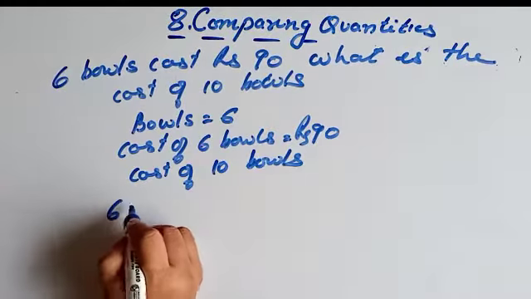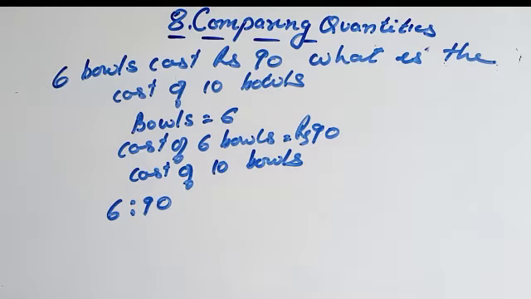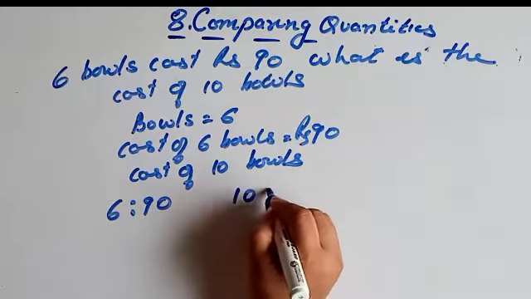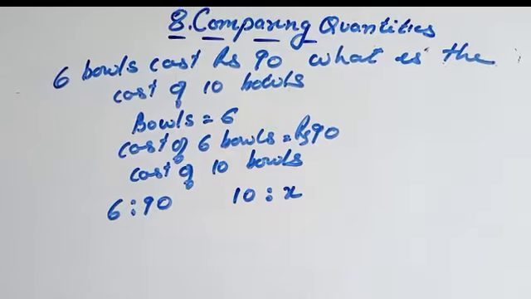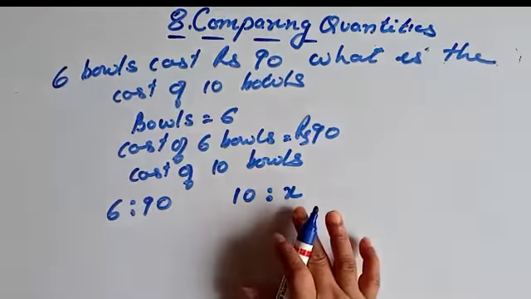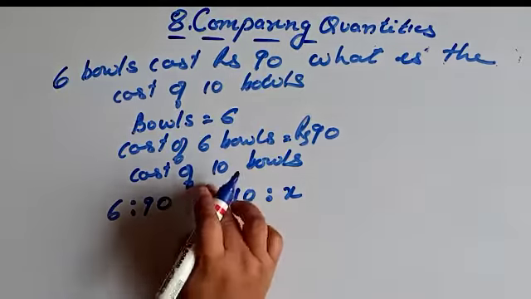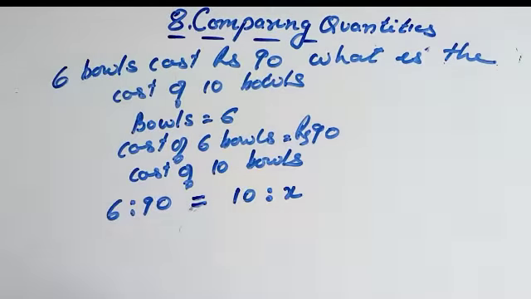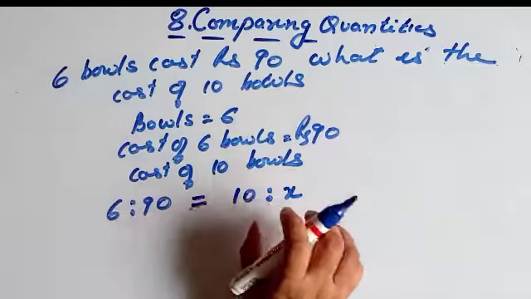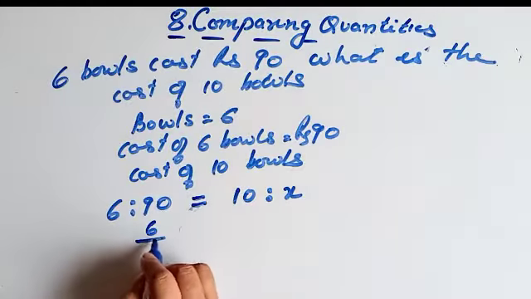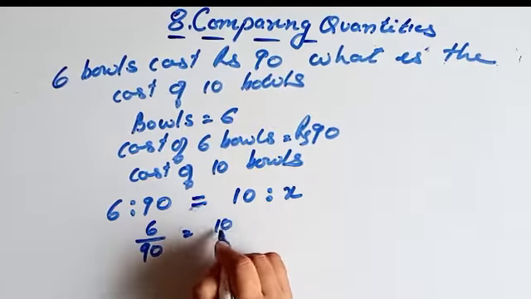Okay, so 6 balls cost ₹90. 6 is to 90, and 10 balls cost, we have to find, so we will assume it as X. Cost of 10 balls is, assume it as X. Now we can put this equal sign if they are in proportion. So we will put an equal sign. So it is 6 by 90 equal to 10 by X.